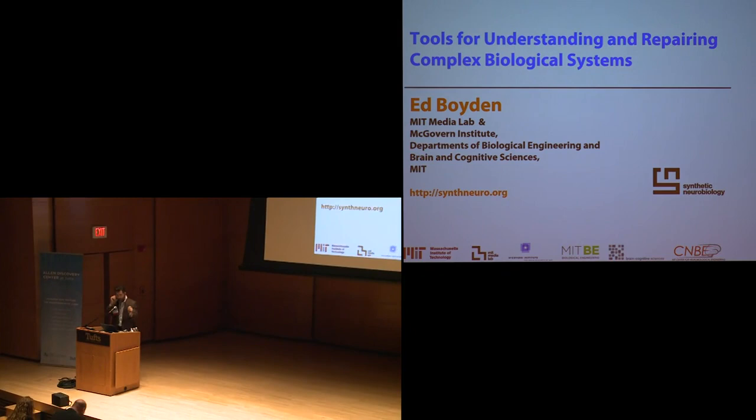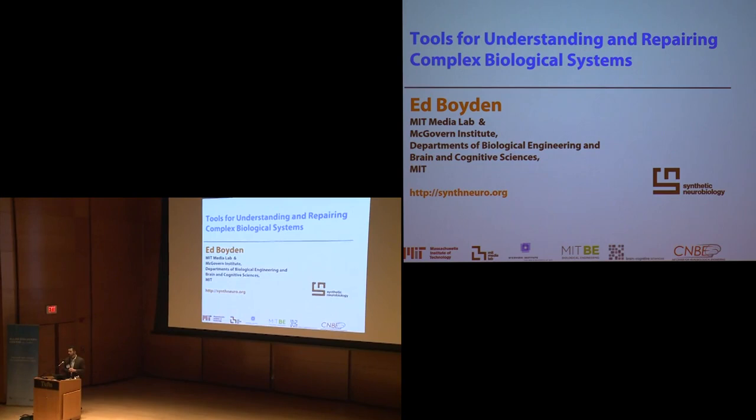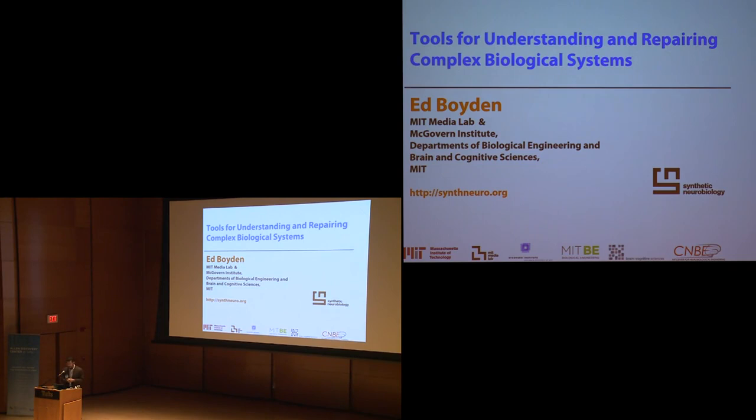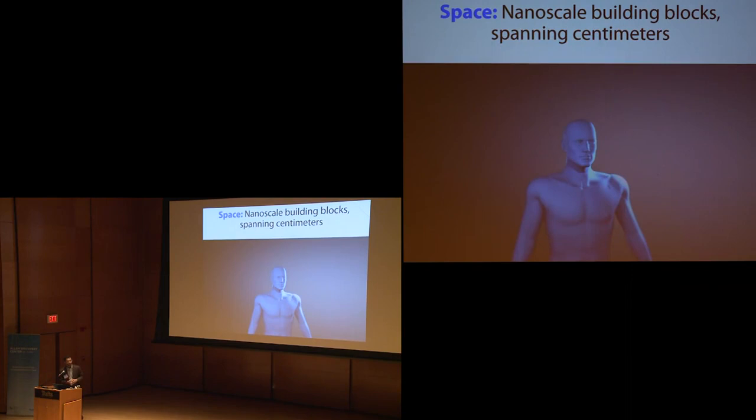I'm here to talk a little bit about how our group tries to approach these really complex biological systems where, I trained as a physicist where there's a fairly small number of things and a small number of ways they interact, and in biology, there's way too many things and they interact in way too many ways. So how do we deal with this incredible complexity?